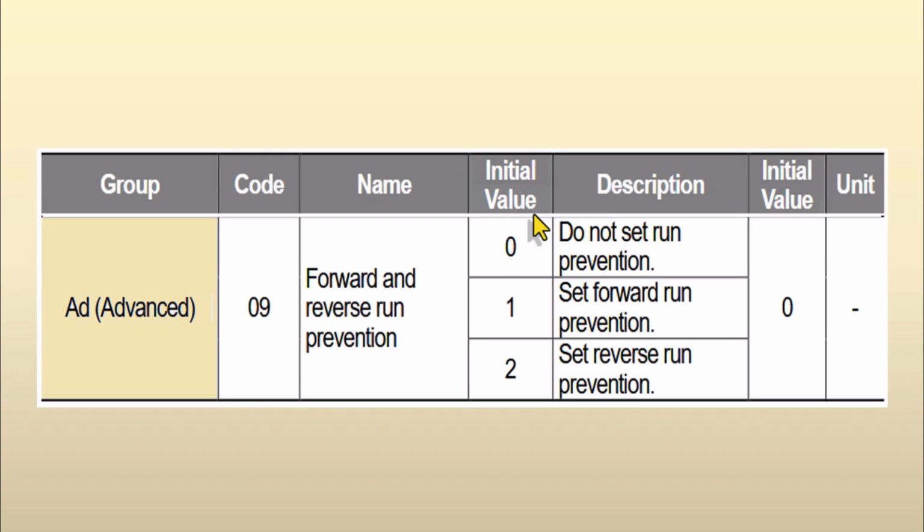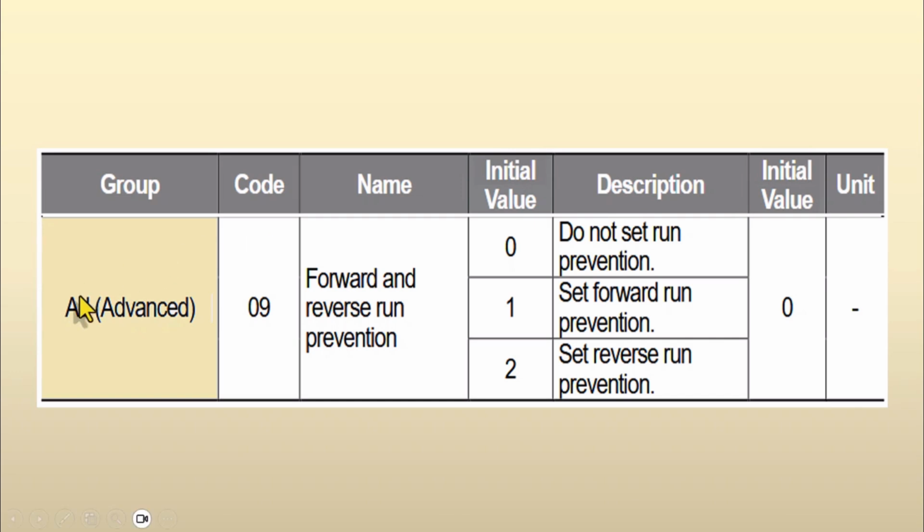How so? If you set parameter number AD09, which is the advanced parameter group, or AD, in its 9th parameter to 0, the inverter is able to start your electric motor in both counterclockwise and clockwise directions. But if you want your inverter to start your electric motor in only one direction, you must apply a rotation direction limit for the inverter through this parameter.